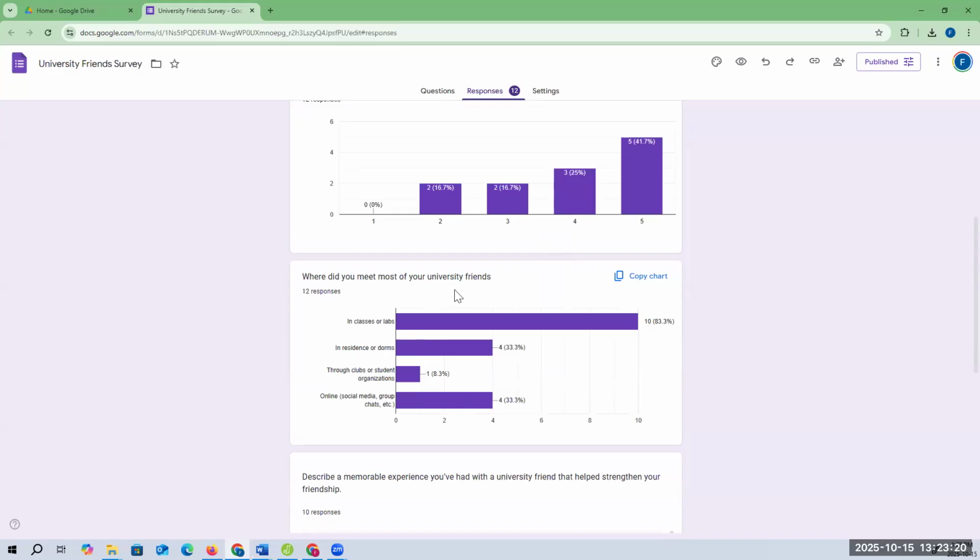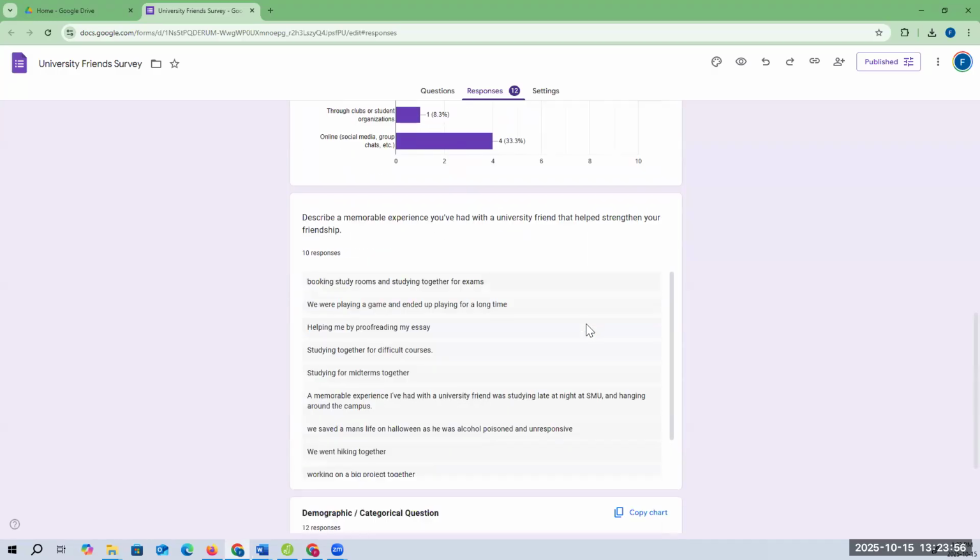Where did you meet most of your university friends? Most people, 10 students, said it was in classes or labs. 4 in residence or in dorms, 4 online, through clubs or student organizations, 1. So this could be a repeat; some student participants might have chosen 2 choices instead of 1 choice. So this is why there could be a difference. But it's interesting that where they meet most of their university friends is in class or lab.